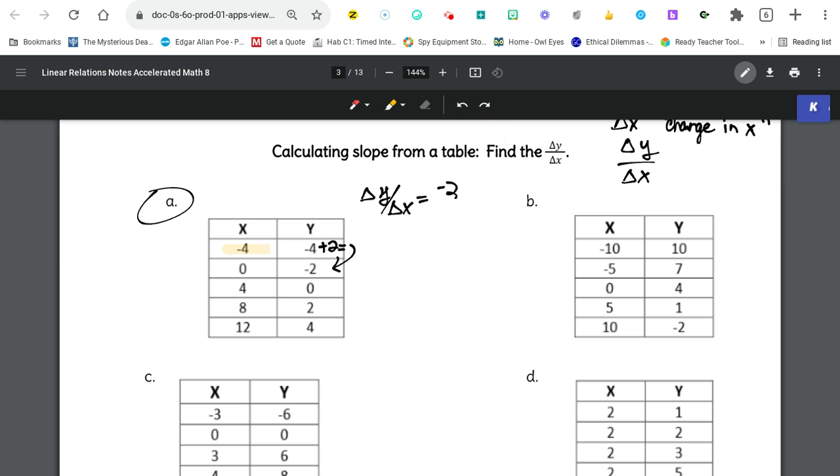Now, you can use any 2 points you want to. I don't care which 2. Just pick 2 in the table. And I'm going to show you it doesn't matter which 2.